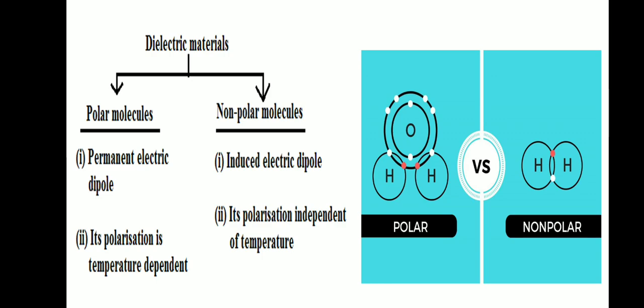In the second figure, the non-polar molecule, the hydrogen molecule H2 is an example. Here the atoms of the molecule share electrons equally, and hence it is called a non-polar molecule. Hydrogen, nitrogen, oxygen are all examples of non-polar molecules. Other examples of polar molecules are CO2 and SO2. Understood?